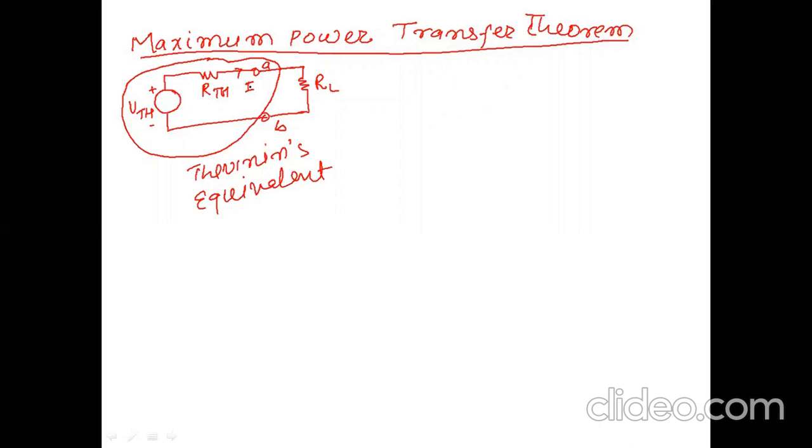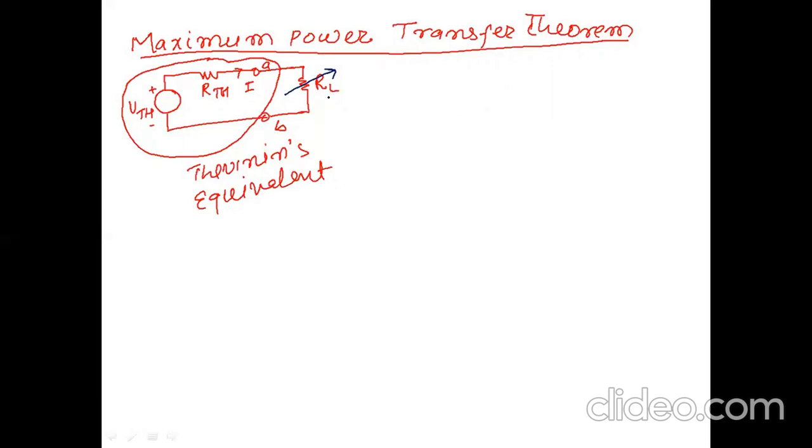So in this case, suppose our load is RL and it is connected between the terminals A and B. This resistance is a variable resistance, and what should be the value of this variable resistance so that the power transfer to this load is maximum? That condition, if we get it, is called maximum power transfer in the load resistance RL.